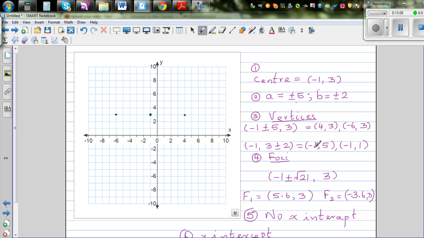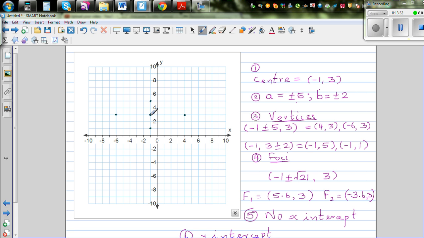Then you have got minus 1, 5. From the center you're going 2 up and 2 down. It's very simple. From here you go 5 to the right, 1, 2, 3, 4, 5, and you go 5 to the left, 1, 2, 3, 4, 5. And from the center you're going root 21 to the left and right.